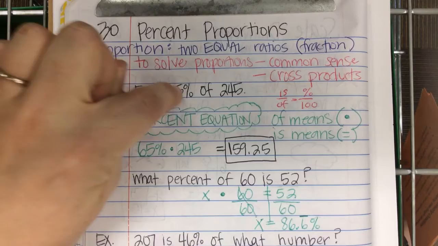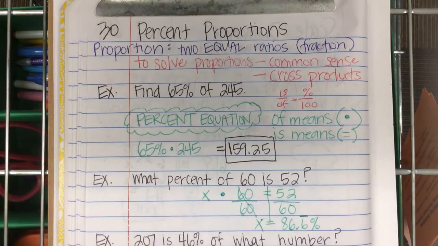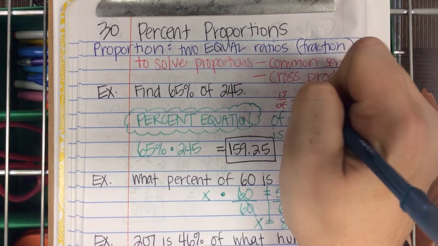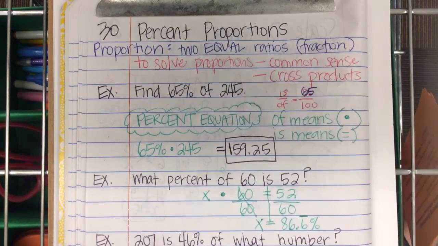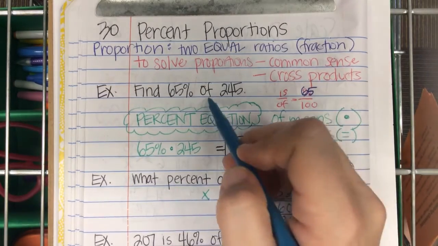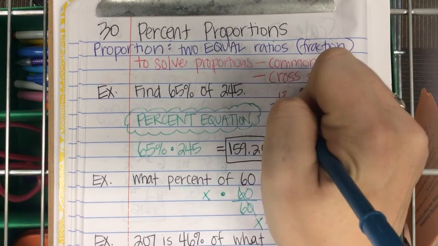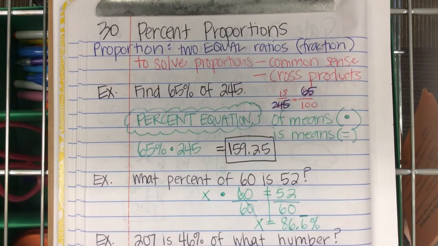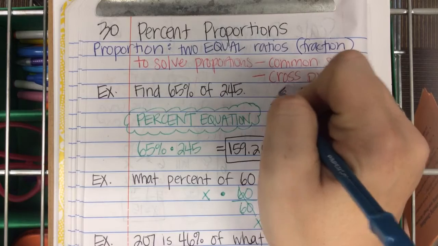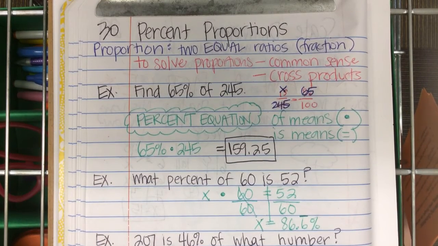Looking at find 65% of 245, where do you think 65% is going to go? Where the percent is, right? Where do you think 245 is going to go? Yeah, it's the of number, 245. What do you think is going to go in for your is? X. Can you solve that problem now? Yeah, it's a proportion. You'd use cross products.